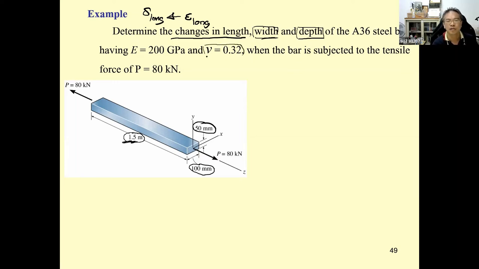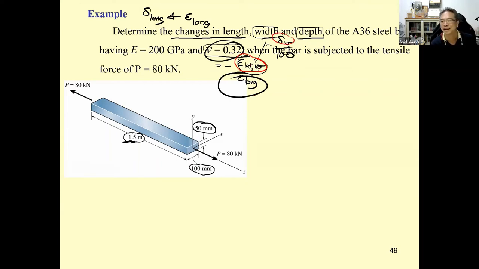We have to use the Poisson ratio, in which the Poisson ratio is going to be minus the lateral strain in the width direction divided by the longitudinal strain. Okay, this one will come from what? Equal to the deformation of the width divided by 100. So you know this value, you can determine this one. After you determine the lateral strain in the width direction, you can determine the deformation, the change in width. Okay, the depth also.